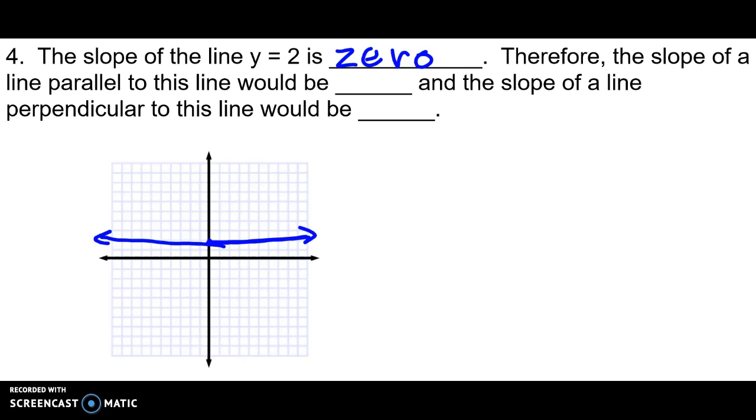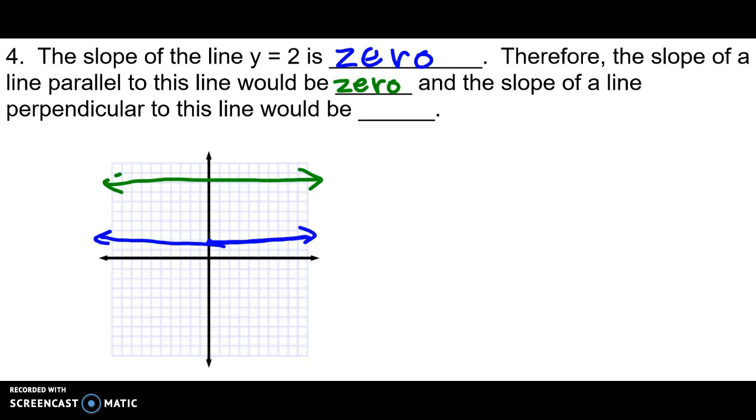Therefore, the slope of a line parallel to that line, well, let's draw a line parallel to it, not intersecting. Okay, those two lines are both horizontal, so both of them have a slope of 0. Remember, parallel lines have the same slope, so they both have to be 0.